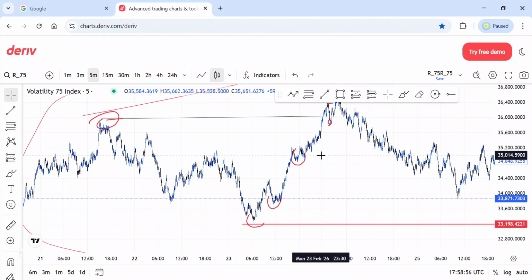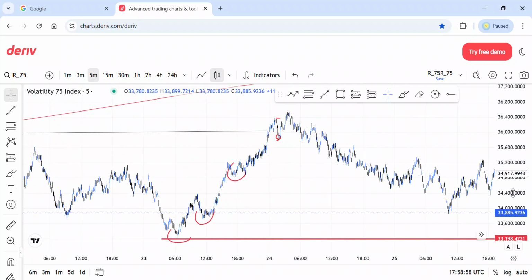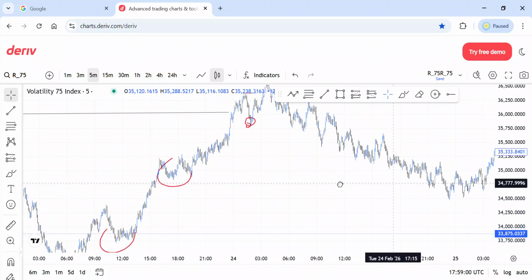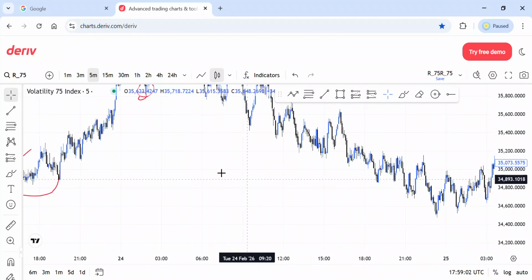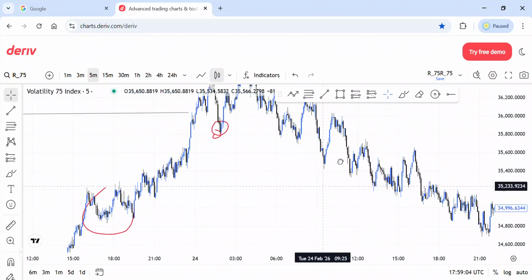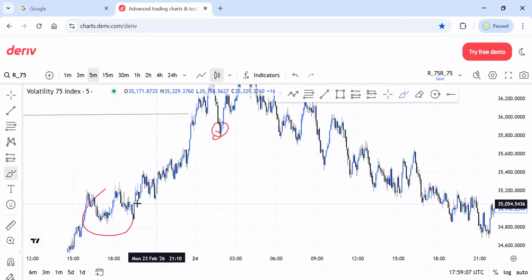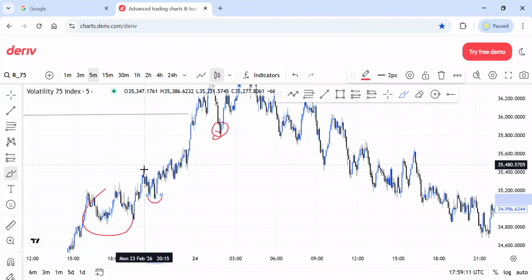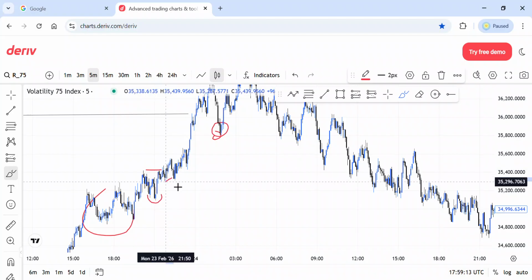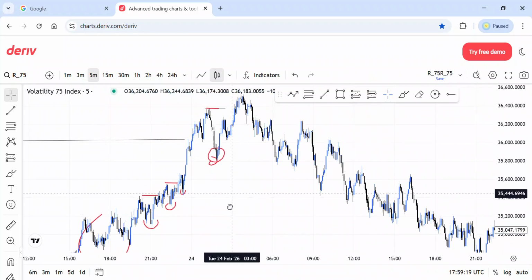Are you getting me now? On the 5-minute time frame, if you zoom out, you will still see some minor inducement because we are in 5 minutes. Every low that led to that breakout is a minor inducement. This is another low, we have this high being broken. This is another low, we have this high being broken. This is another low. So all those lows are what? They are all minor inducements.